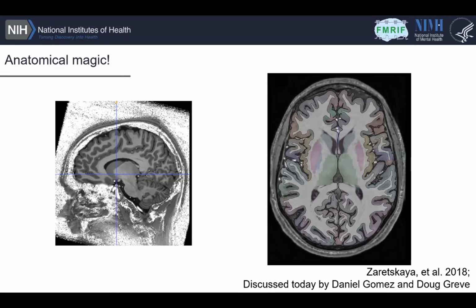One of the ways that we're going to think about this today, we are going to have two different talks today that are going to relate to how do we process anatomical data in order to get us well on our way to understanding what layers look like. The first that I'm going to point out is that we're going to hear from Daniel and Doug about how to deal with this at the whole brain level. And this is a huge challenge.